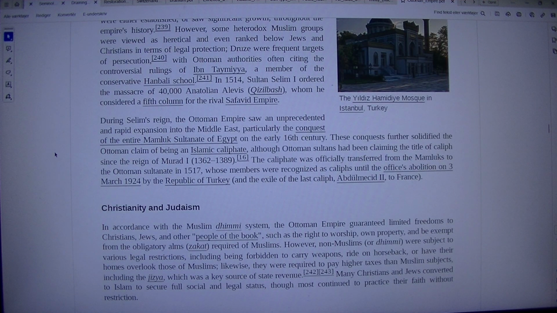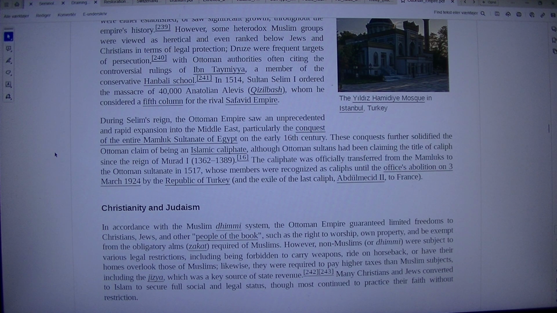Sufism, a diverse body of Islamic mysticism, found fertile ground in Ottoman lands. Many Sufi religious orders, tariqa, such as the Bektashi and Mevlevi, were either established, or saw significant growth, throughout the empire's history.